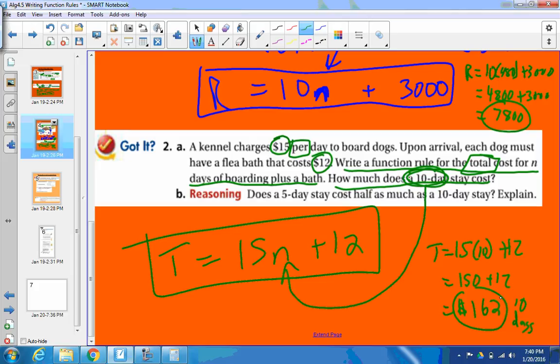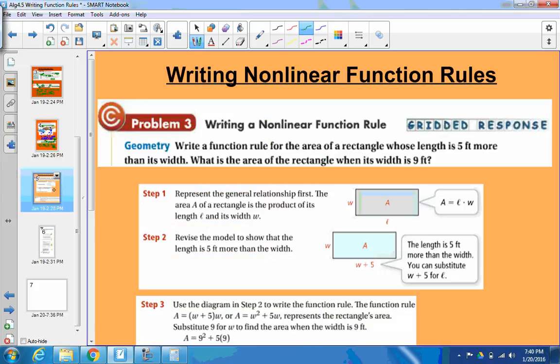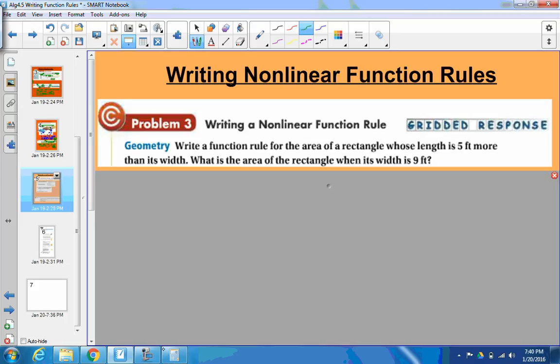All right. I hope that went well. All right, last one, a possible nonlinear function. So here's the situation here. We have, write a function rule for the area of a rectangle whose length is 5 more than its width. What is the area of the rectangle when its width is 9 feet? So we're just going to focus on writing the function rule first.